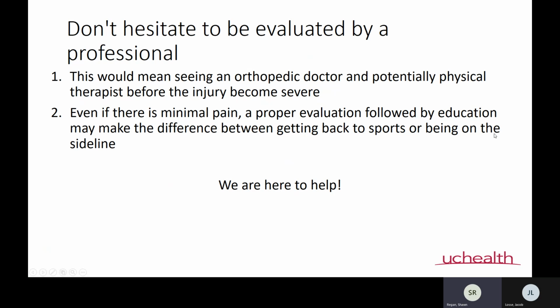And, finally, don't hesitate to be evaluated by a professional. So we have some great orthopedic sports medicine doctors here at UC Health. And we communicate with them as physical therapists. Even if there's a small bit of pain or something doesn't feel right and it's limiting your function in athletics, let us take a look. We tend to see things differently than the docs or the strength coaches, and it's worth the time and effort to get it done. So we are here to help. We love this stuff, and we're hoping that we can keep our athletes healthy for the short and long term.